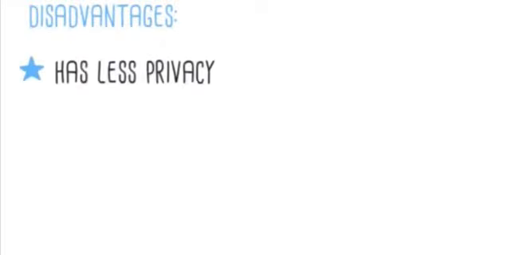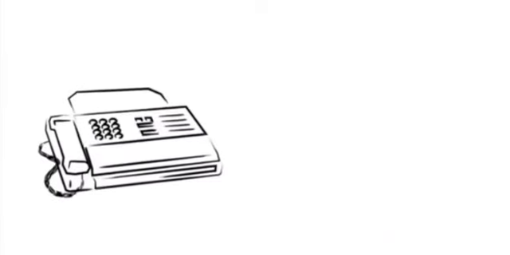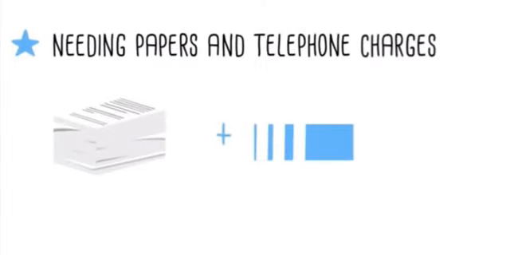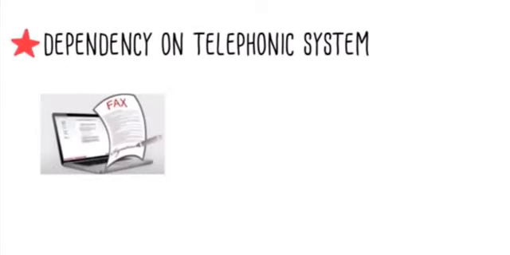Disadvantages. Fax has less privacy, as the transmitted data can be handled by anyone who's beside the fax machine. Owning your own fax machine can be costly. It needs paper and telephone charges. Dependency on the telephonic system: fax uses the telephonic system to transmit data, and if such a system is down, then sending data and information faces problems.